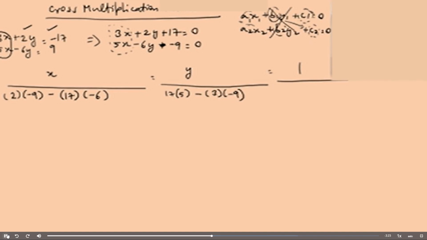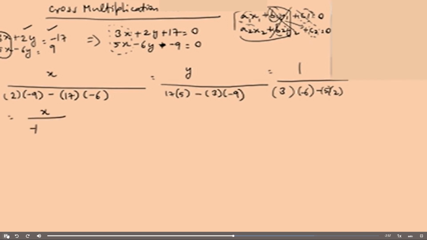So when I do the constant aspect, I would ignore C1 and C2. I would only take this part. When I do this part, I would multiply similar to the x part. It would be A1 into B2. So A1 is 3, 3 into minus 6 minus 5 into 2. So let me simplify this.